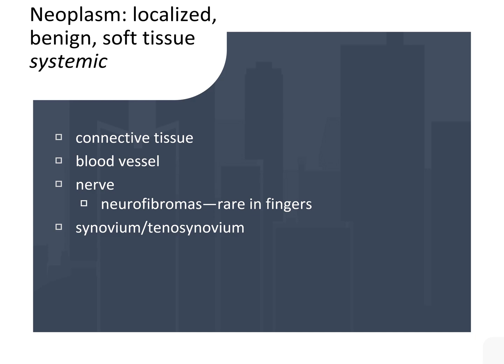Soft tissue neoplasms that can be systemic, can involve connective tissues, blood vessels, neurofibromas, which are rare in the fingers but do happen, or can come from the tenosynovium. But again, these are systemic issues.